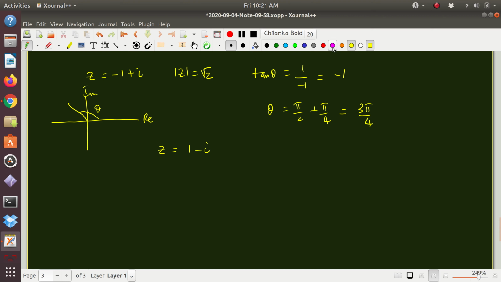Let's use a different color. So the point is placed here. Now you have to come all the way here, from here all the way to here, to measure theta. If you do that, you will find that this is pi by 2, pi by 2, pi by 2, which is 3 pi by 2, plus pi by 4. So theta for this point is 3 pi by 2 plus pi by 4, which is 7 pi by 4.